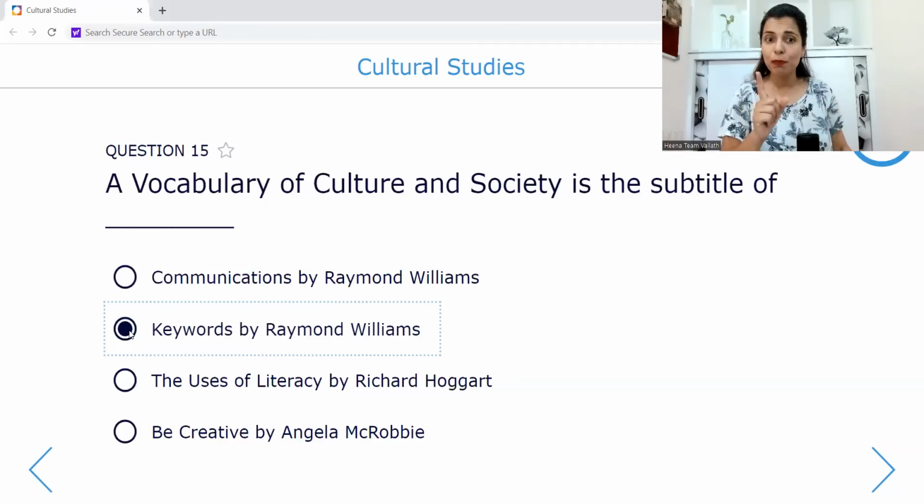In which of his books? Keywords, a Vocabulary of Culture and Society by Raymond Williams.